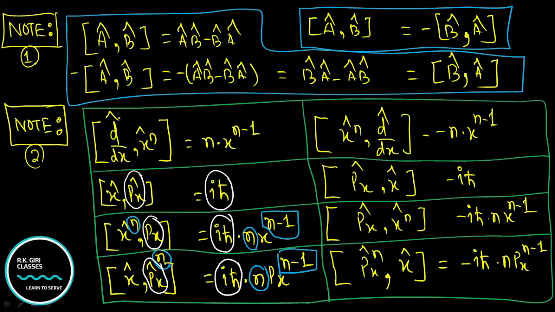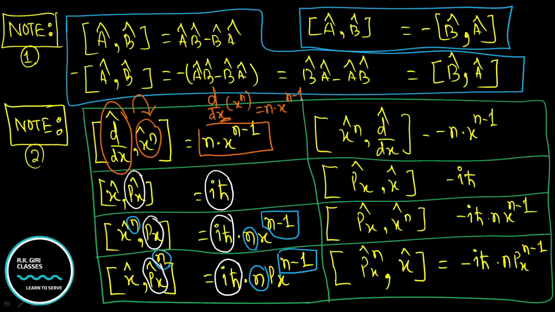Now we already discussed this in previous lectures. The commutator of d by dx with x to the power n will be n into x to the power n minus 1. It is the same as the derivative of x to the power n with respect to x, which is n into x to the power n minus 1. If you reverse this, the commutator of x to the power n with d by dx is equal to minus n into x to the power n minus 1.